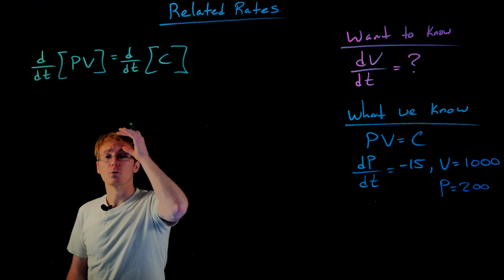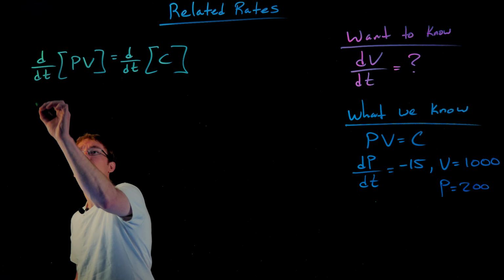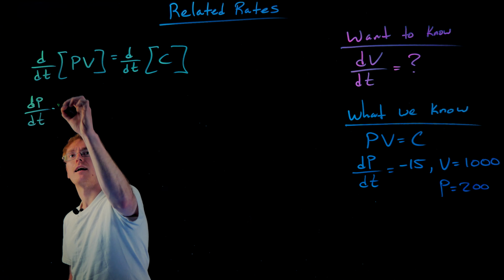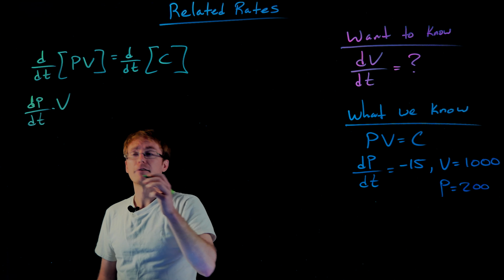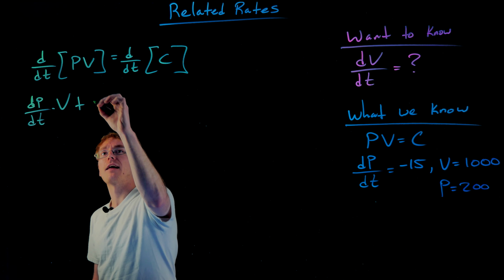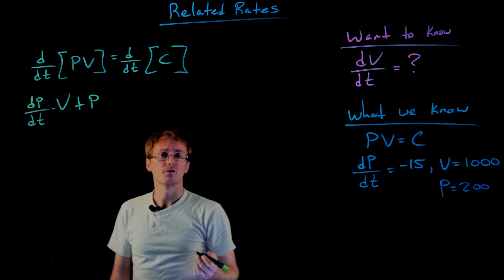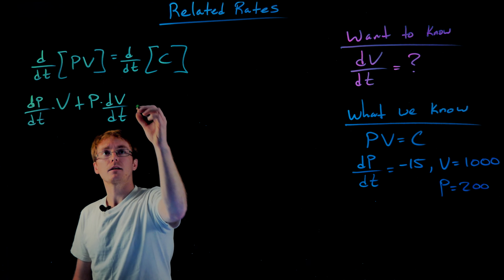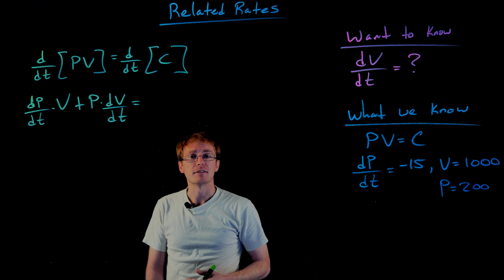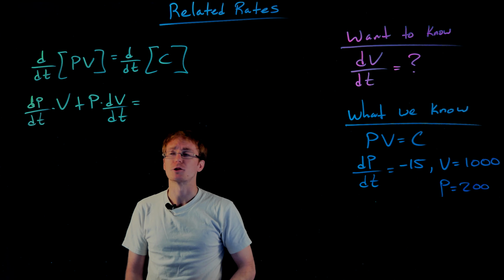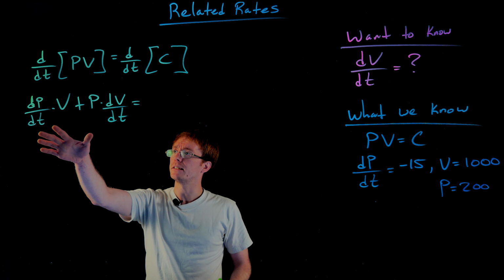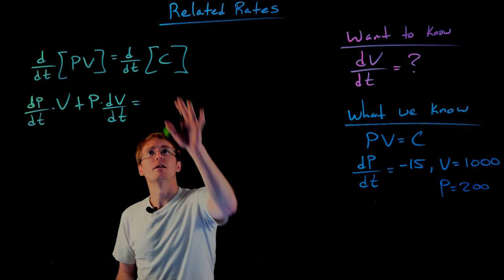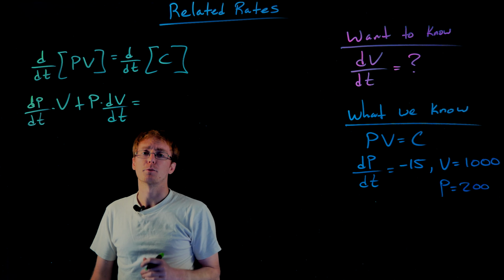So if we use the product rule to get started with this left-hand side, we're going to get the derivative of the first factor times the second factor. That's the first half of our product rule. And we have to add to that the first factor, or the first function, times the derivative of the second. So differentiating the left-hand side of our equation implicitly with respect to time gives us dP/dt times V plus P times dV/dt is going to be equal to the derivative of C with respect to time.